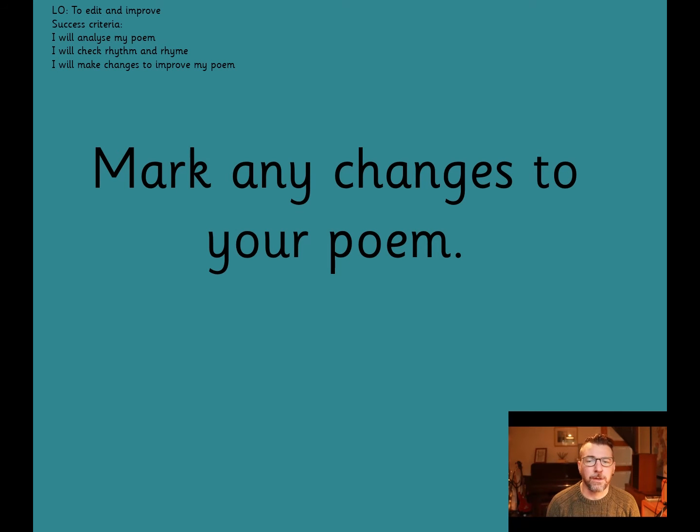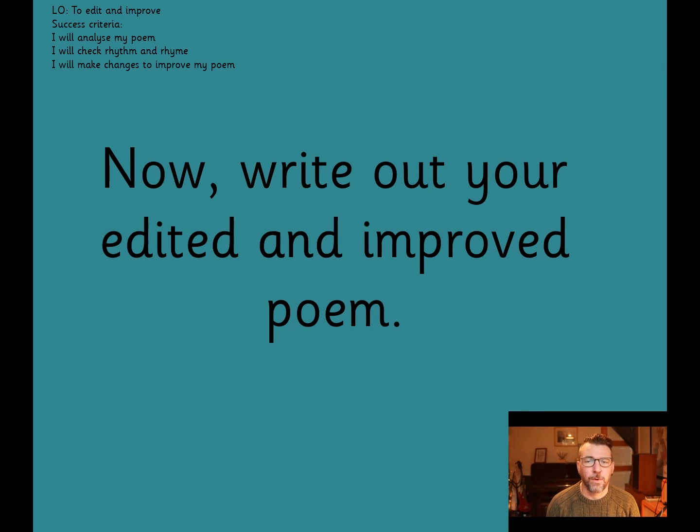So what I want you to do is, on the poem that you've got, with a different colour pen if you've got one, mark the bits that you're going to change. Just underline them or highlight them somehow. When you've done that, I want you to write out your edited and improved poem, your final poem. I will also put a blank document on Purple Mash so that you can use that to type your poem out and send it to me if you like, or photograph the poem that you wrote. But it'd be great to see some of these because I love reading these poems.